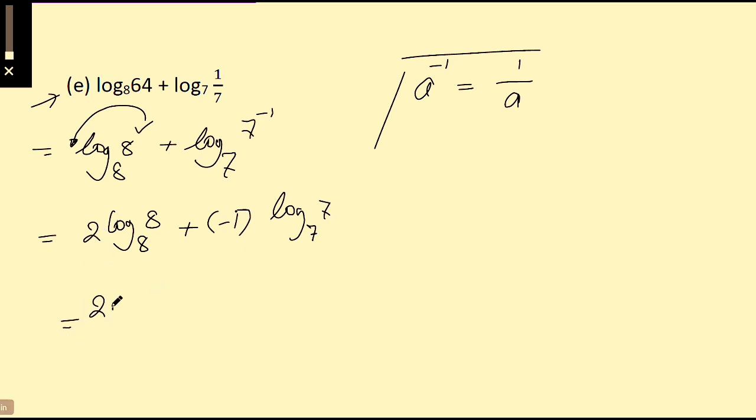2 times log 8 to the base of 8, this log will become 1, and here plus minus 1 it will become minus log 7 to the base of 7, this log will also become 1, then we will have finally 2 minus 1, it will be 1, and this is our final answer.